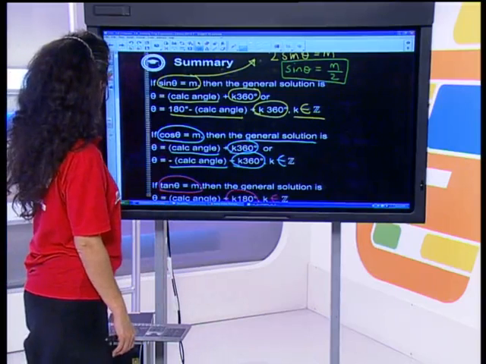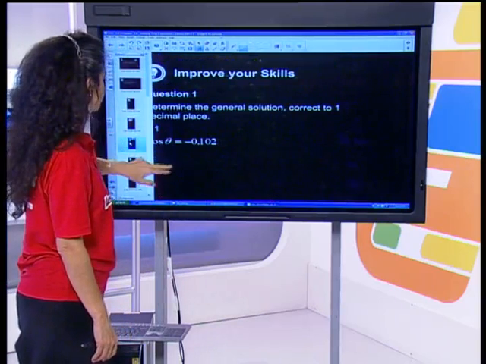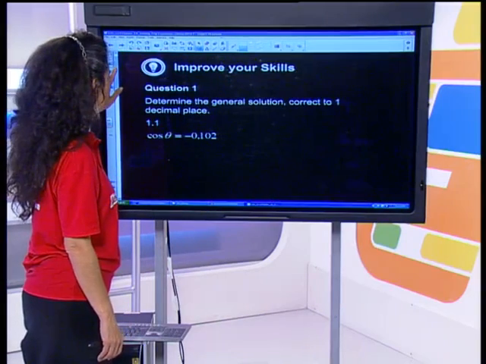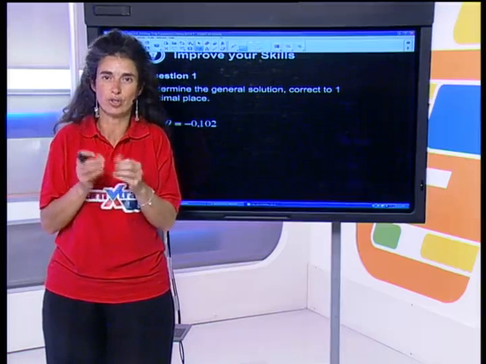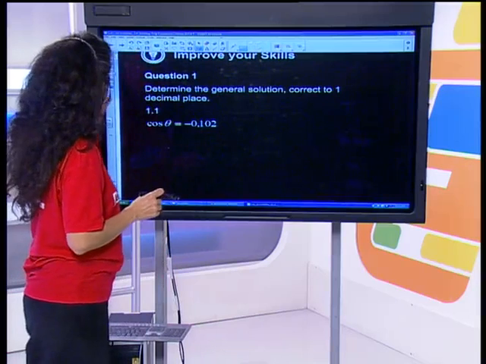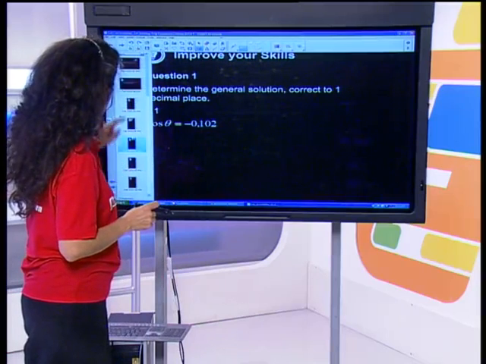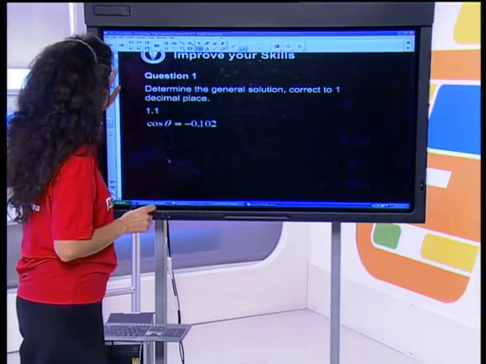Let's see how we capture this in a question. So if we had to determine the general solution, and I said to you at the start that we would look at what is the meaning of this general solution. Okay, and for that, I just want another screen. Okay, let's just go down there. That's fine.